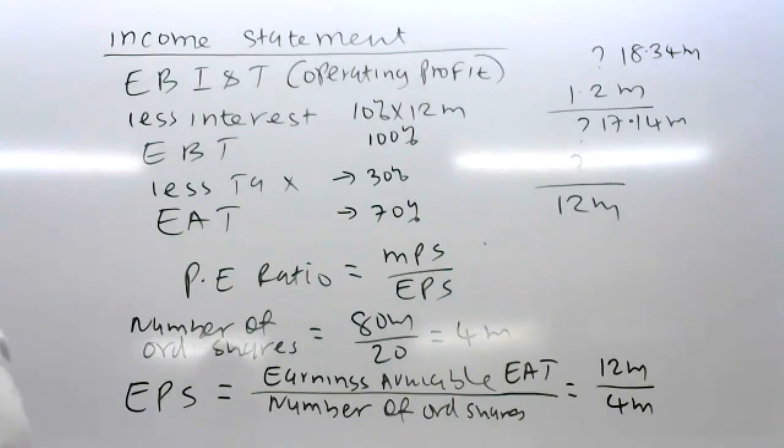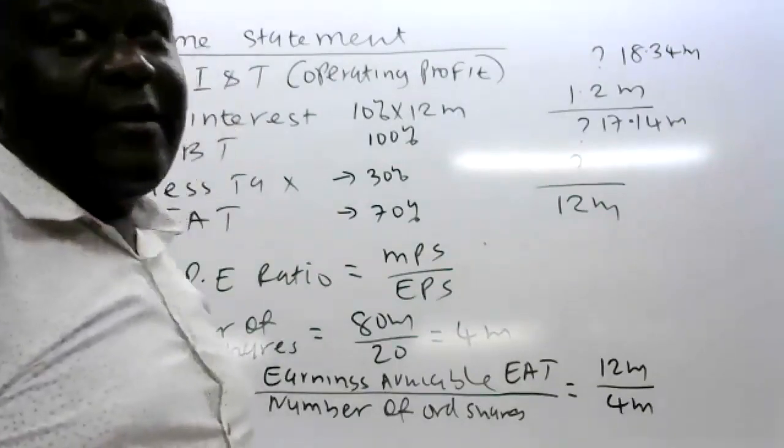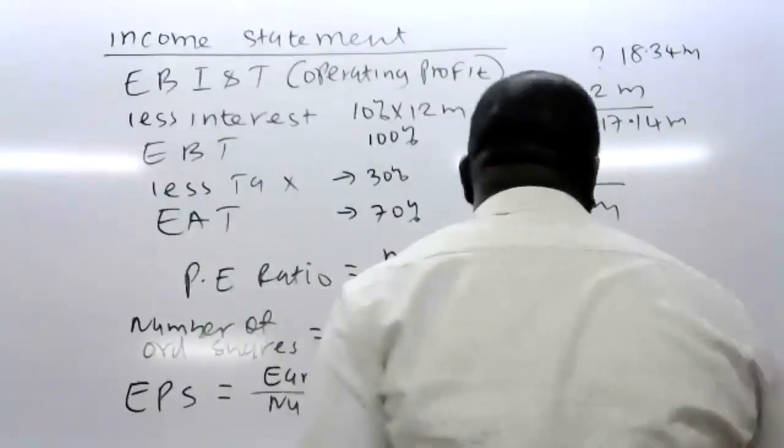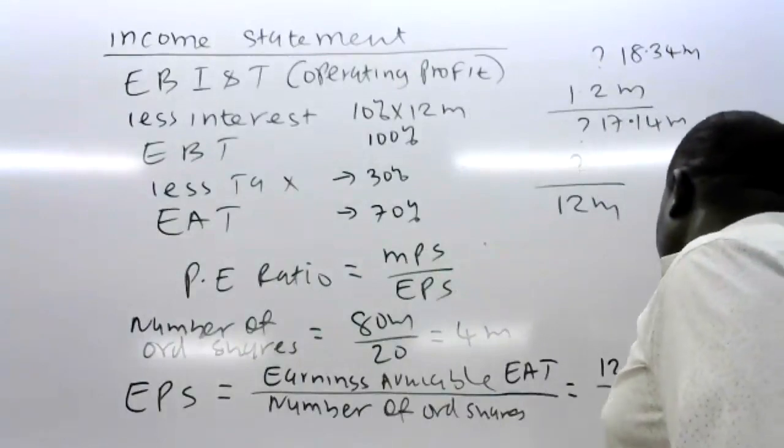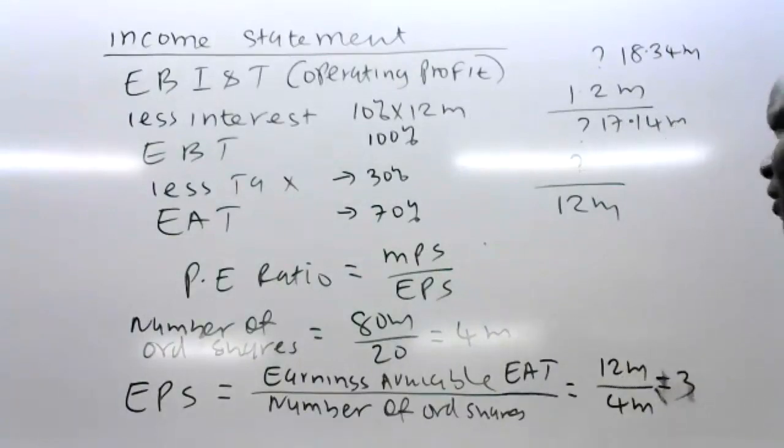That's fair. Fair, 3. So it is 3 shillings per share. It is going to give you 3 shillings per share.